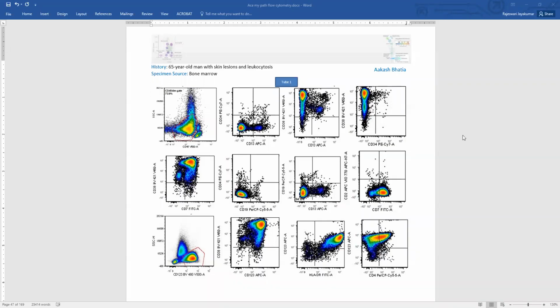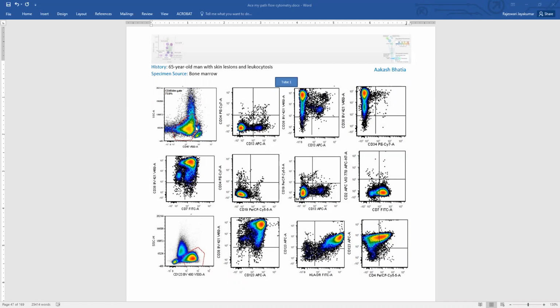Hello everyone. We are now going to go over the bone marrow flow cytometry from a 65-year-old man who presents with skin lesions and leukocytosis. So let's start with CD45 and side scatter. And here we see there are cells in the lymphocyte gate as defined by bright CD45 and low side scatter.